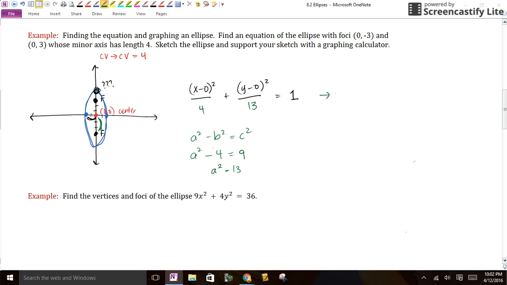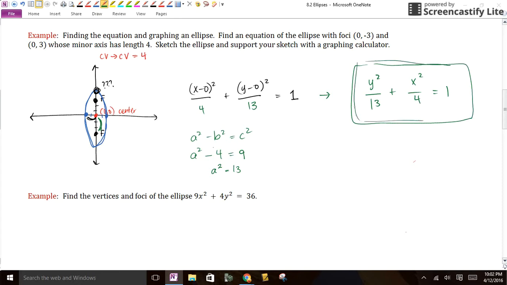I guess I'd pretty it up. Here, we'll do it like the book. They like the y squared first because it's bigger. y squared over 13 plus x squared over 4 equals 1. And that is your standard form. Then you could sketch it with Desmos or with your calculator, and you should be able to see that it really does have a minor axis of 4 and those foci and all that good stuff. So how would you work that backwards?